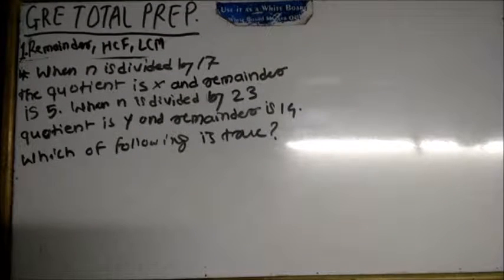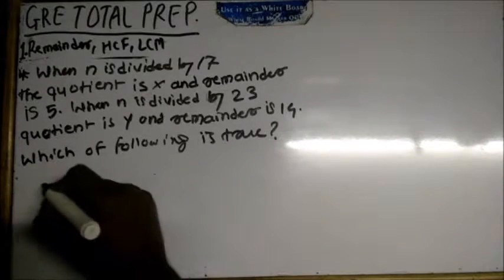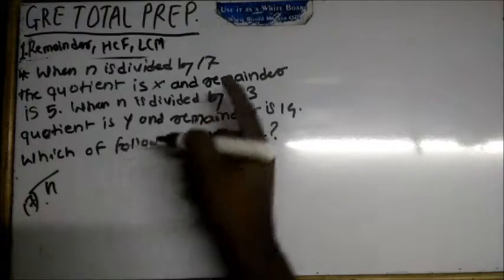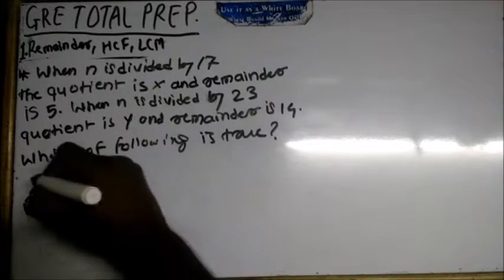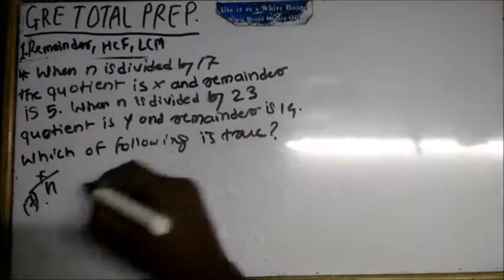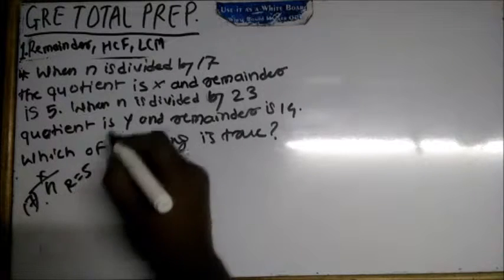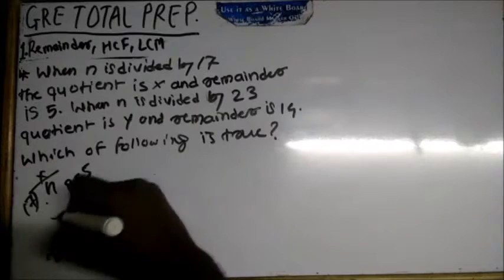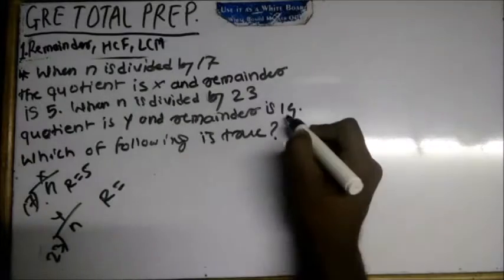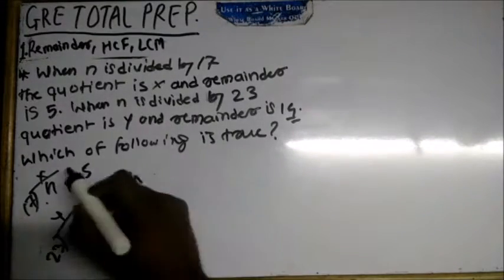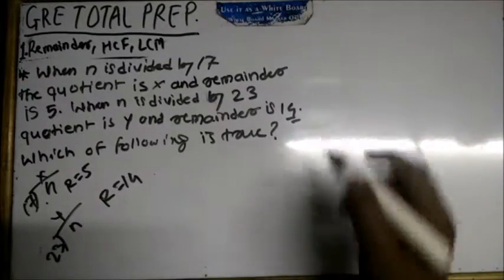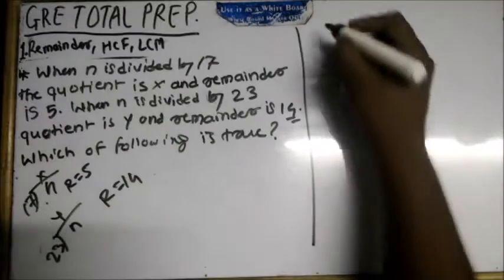Okay, now let's move on to the third question. When n is divided by 17, the quotient is x and the remainder r is equal to 5. When n is divided by 23, the quotient is y and the remainder is 14. Which of the following is true? They have given the answers, but we are not going to take those, we are going to calculate it directly.